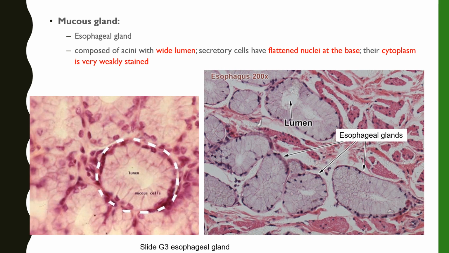Second, the secretory cells now have flattened nuclei at the basal. It is very flat, compared to serous, which is round. And the third one is the cytoplasm is very weakly stained, very pale, pale appearance, weakly stained. Remember these three characteristics.